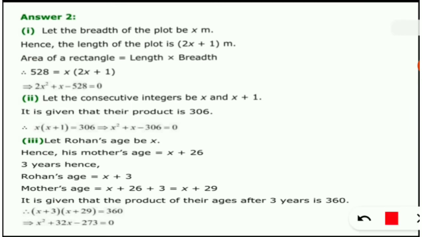So answer: let the breadth of the plot be x meters, hence the length of the plot is twice x plus 1 meter. So the area of the rectangle, length into breadth, that means x into (2x plus 1) equal to 528. After simplification, 2x squared plus x minus 528 equals 0. So this is the quadratic equation.